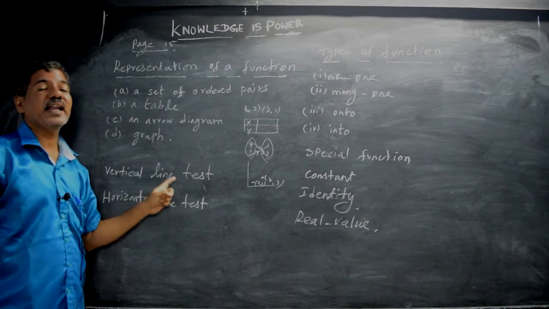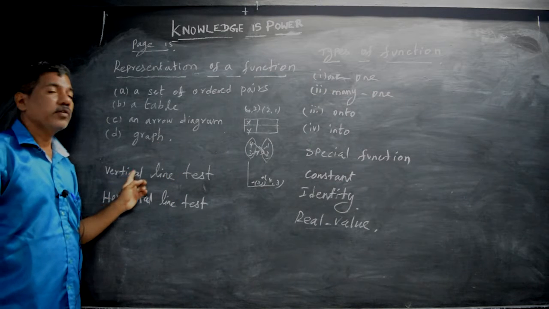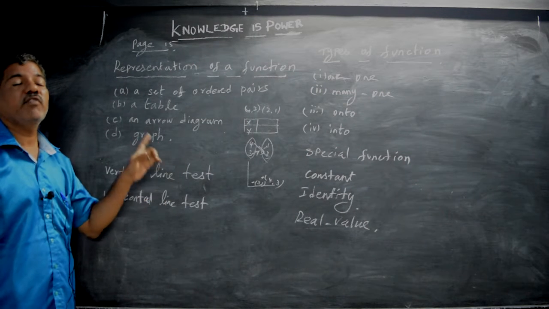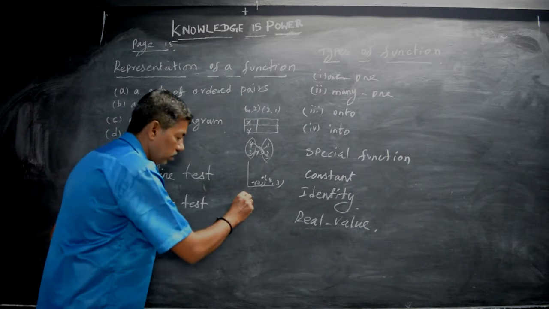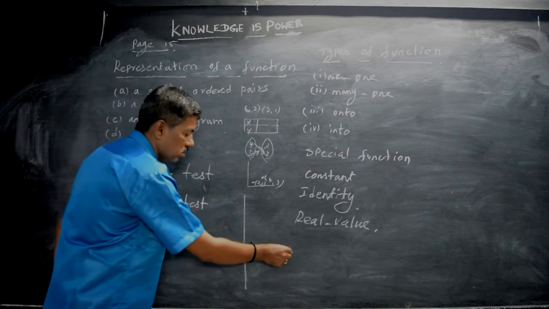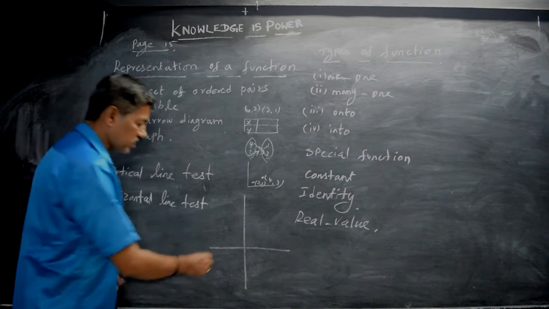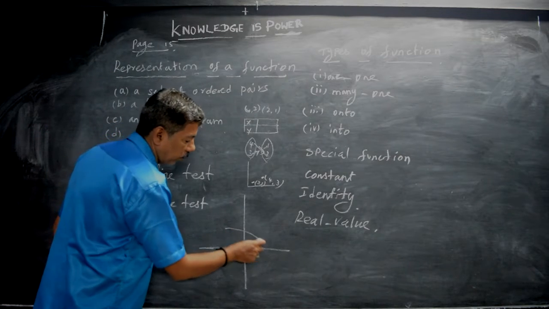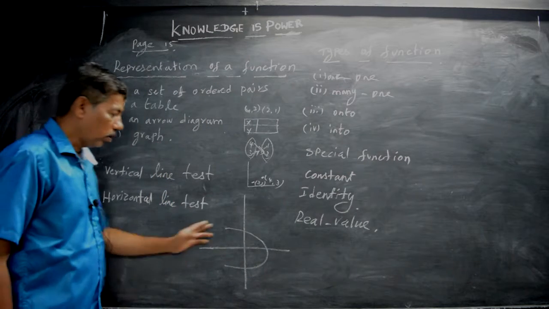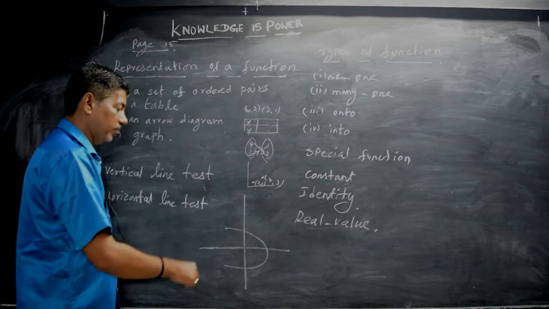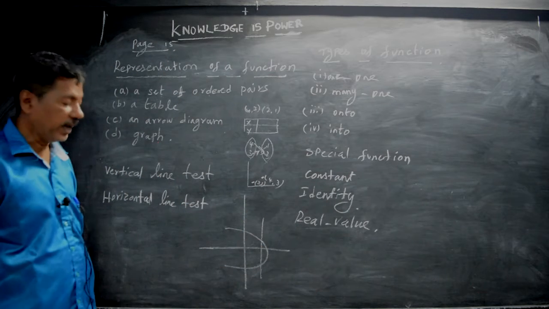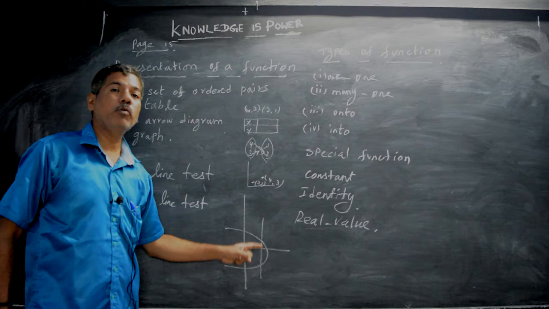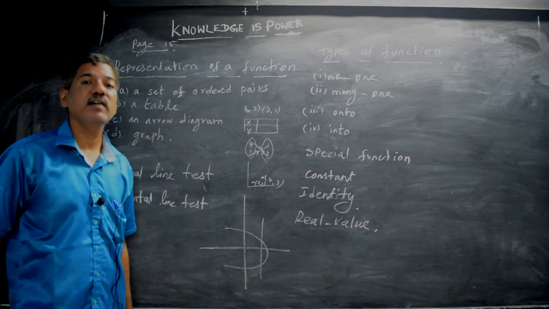Next, vertical line test. Whether it is a function or not, we have to find out. This is the graph we are drawing, x-axis as well as y-axis. Suppose I am putting a parabola line, one curve is there. Suppose I am putting a vertical line, one small line. If it touches 2 points, it is not a function.